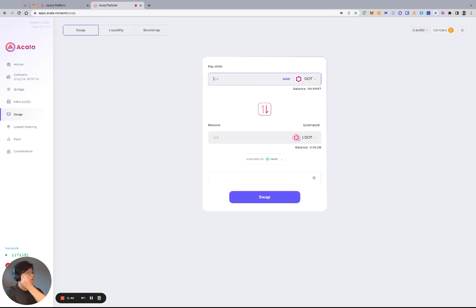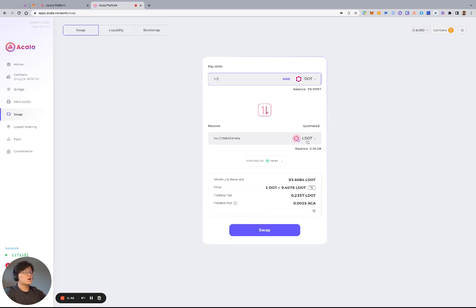Again, very simply, you can just type in how many dot you want to exchange into LDOT, and just click swap, and then you will basically notice that this function powered by the Tapio stable swap engine is actually allowing you to have a much lower slippage, based on the same amount of liquidity.